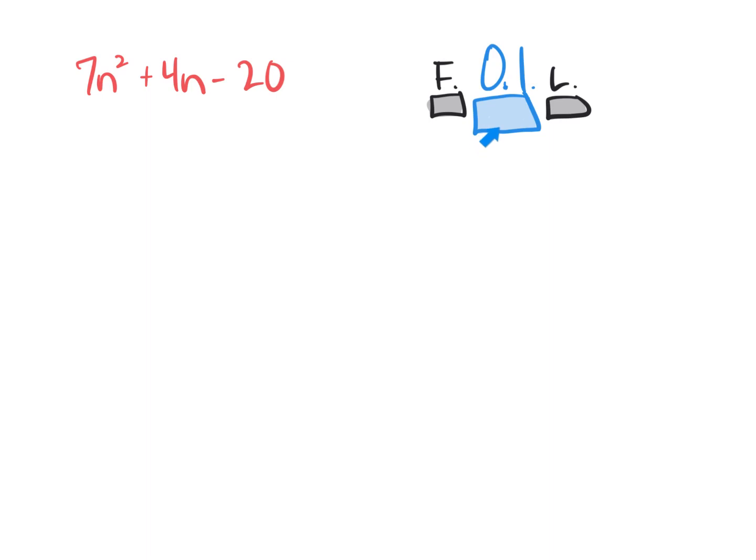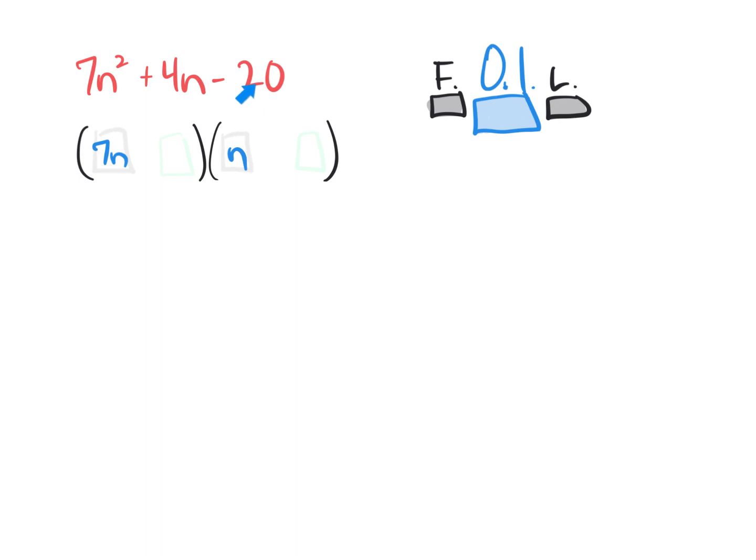You may remember the FOIL method. The first term times the first term must give us the first term. That's the F in FOIL. There's only one way to do that, 7n times n. Now we might focus on the last terms, which are here and here. The product of last times last will be the last term, negative 20.